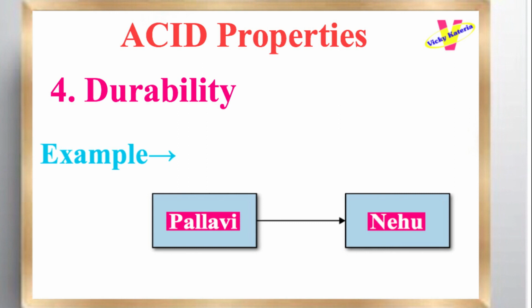ACID properties in DBMS make the transaction over the database more reliable and secure. This is one of the advantages of the database management system over the file system.